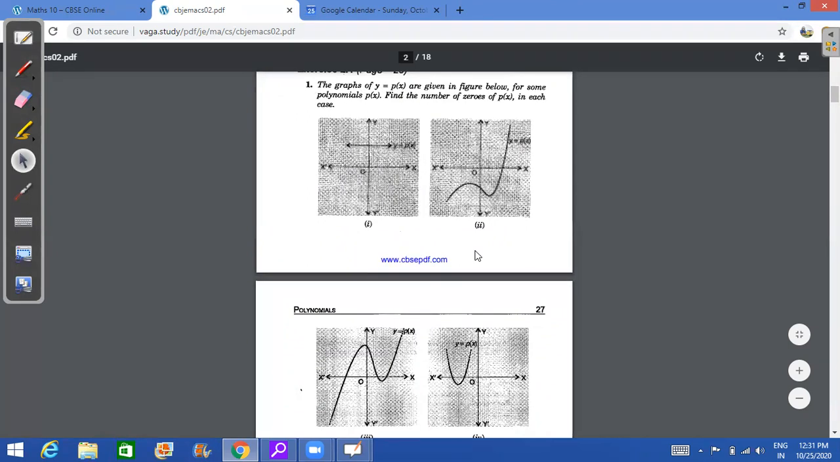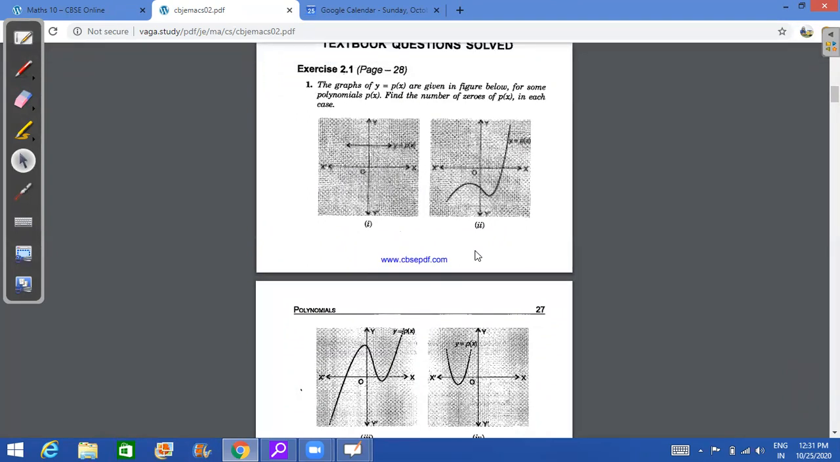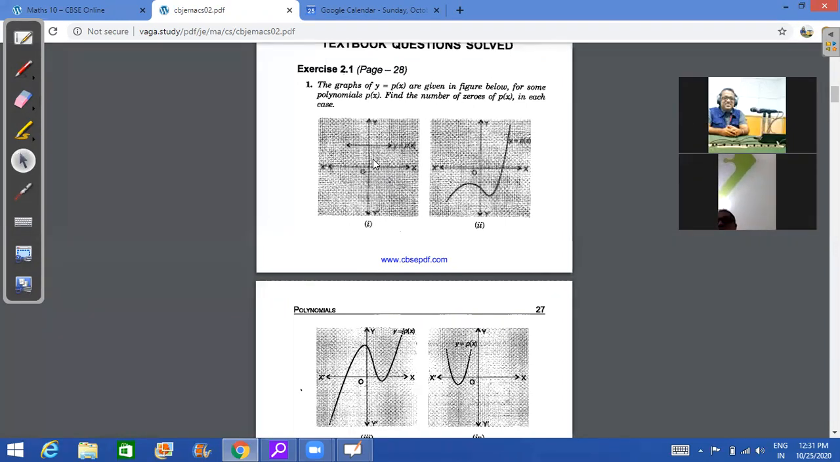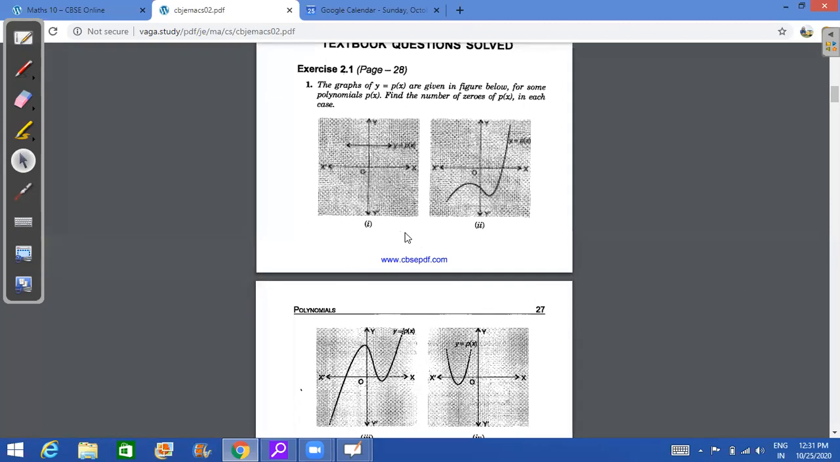So please note down, the number of zeros will always be equal to the number of times this graph is intersecting the x-axis. I repeat, the number of zeros is equal to the number of times the graph is intersecting the x-axis.